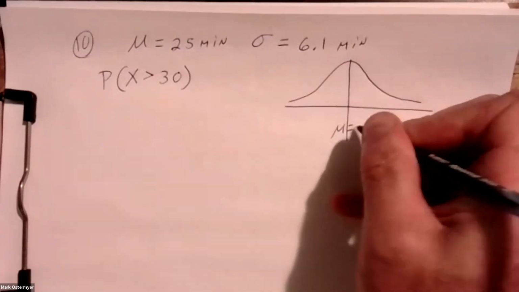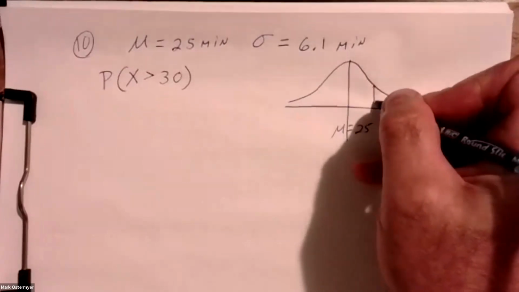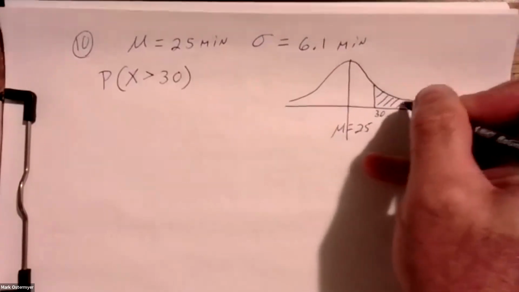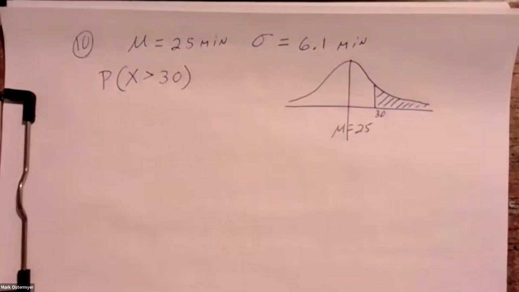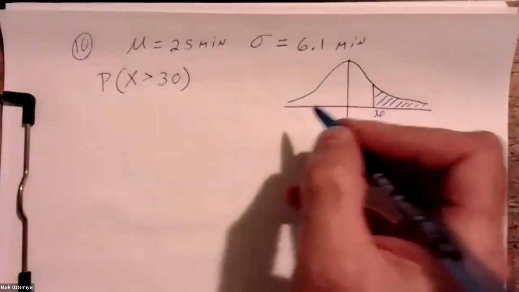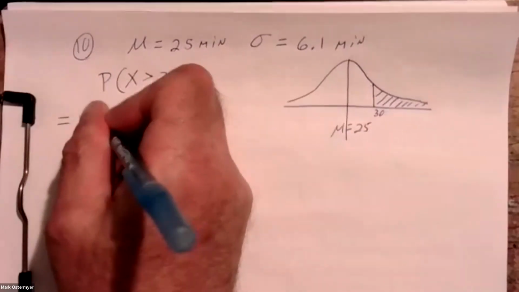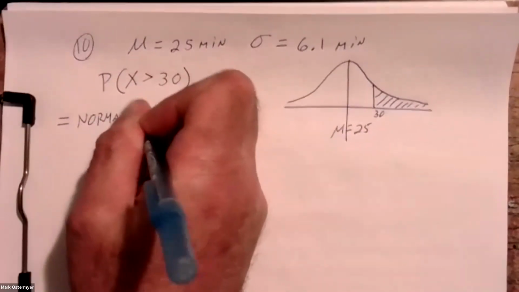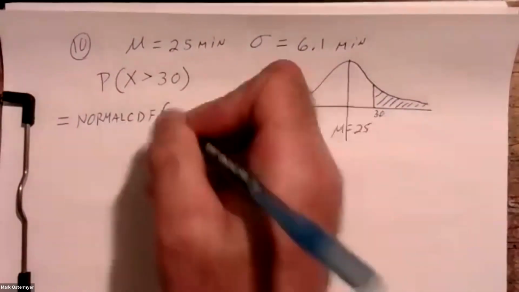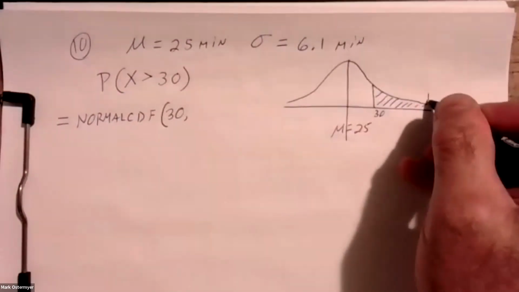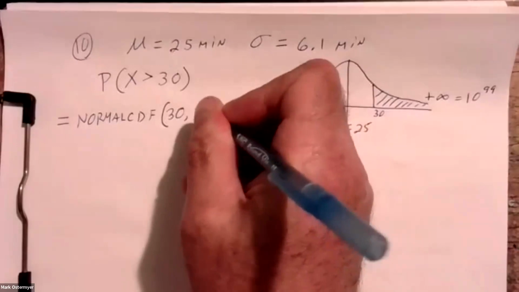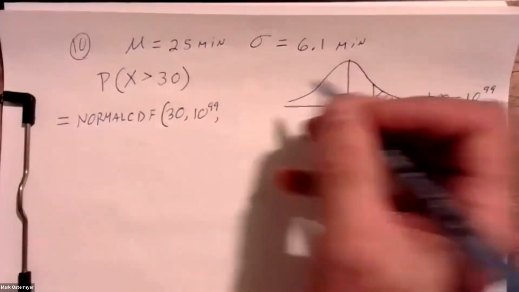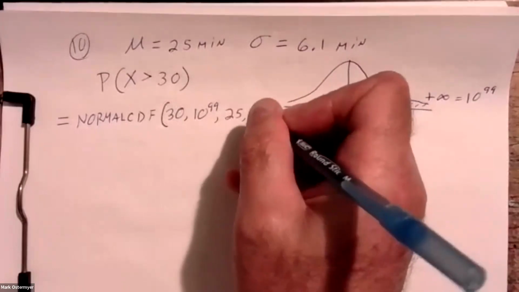Remember, the mean of this distribution is 25. 30 would be up here. So we're really being asked to find this area in the upper tail of this normal distribution. To do that, we would use our normal CDF function. The lower endpoint would be 30. The upper endpoint would be positive infinity, which we use 10 to the 99th power. The mean of the distribution is 25, and the standard deviation is 6.1.